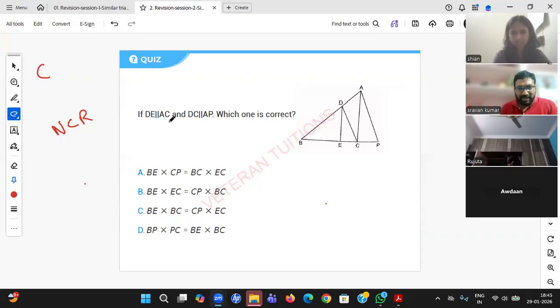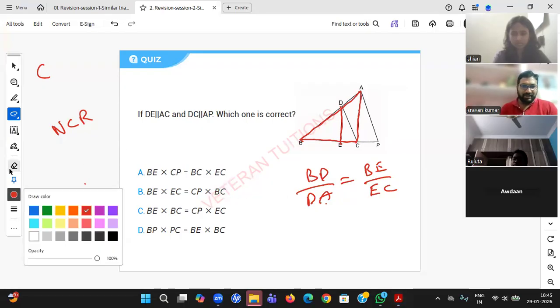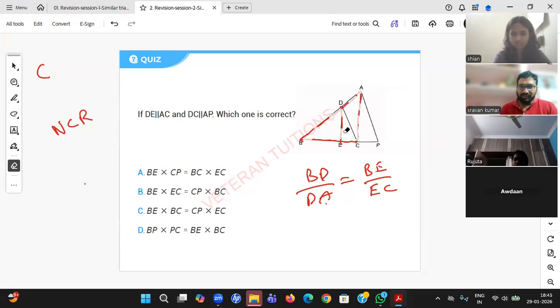Okay, DE is parallel to AC. DE is here, AC is here. Yes, Karthik, now say which triangle I should consider so that both these lines are included. Sir, ADC. Only ADC, then both are considered. So BD by DA equal to BE by EC. Okay, so this is one thing. Now let me erase it and go for the next part.